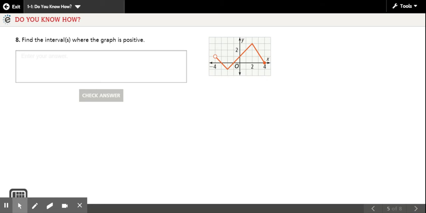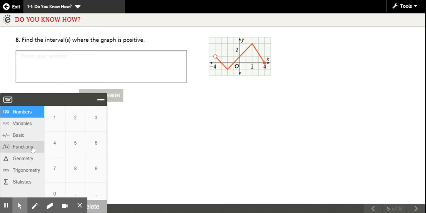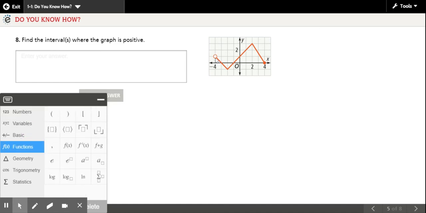Find the intervals where the graph is positive. So it's positive where the graph is above the x-axis. So there's one little part of an interval here. So -4 to -3. I'm using parentheses on that one, on the left for the -4 because it's an open circle. So -4 and then to -3.